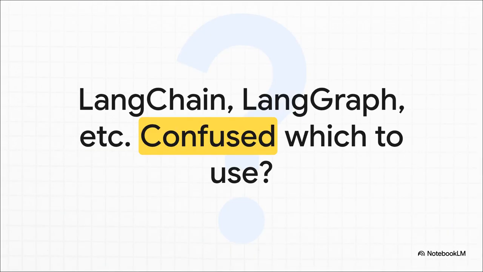Let's dive in. So you've probably seen these names flying around, right? LangChain, LangGraph, LangSmith, LangFlow. It feels like a new one pops up every other week, and it is super easy to get kind of lost in all that. You're probably asking yourself, okay, which one do I actually use? Which one's for building? Which one's for debugging? And what is the real difference between a chain and a graph anyway?